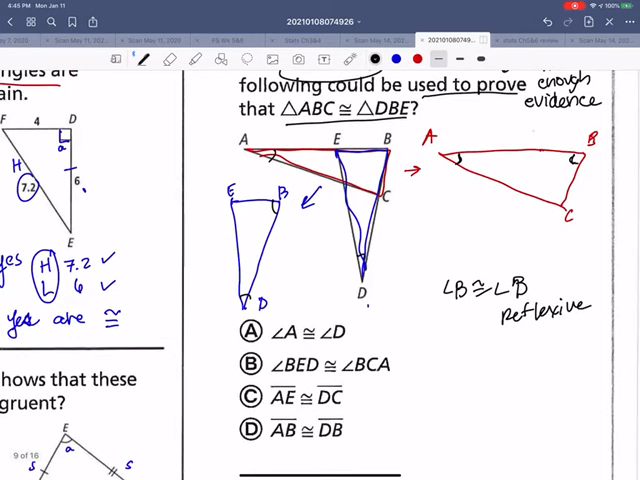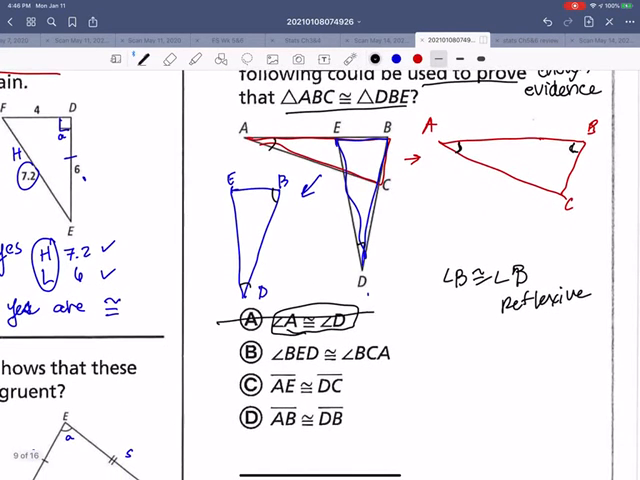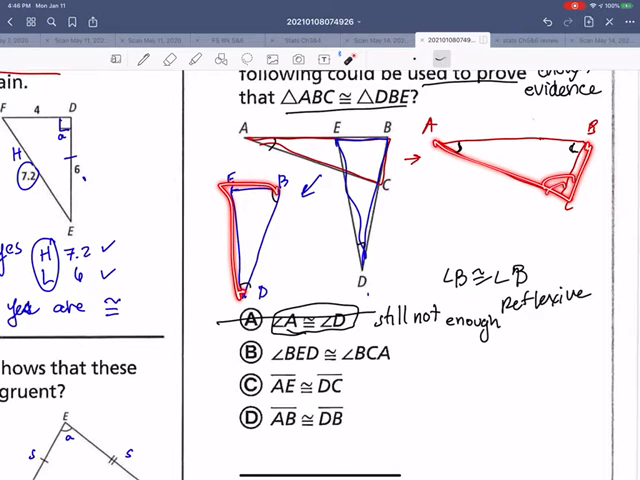So if they give me angle A matches D, they already gave me that. So I still don't have enough. Still not enough. It's a true statement, but that's not going to get me to spell one of the theorems. So let's take a look at BED and BCA. If you added that, that's angle, angle, angle. And that's not a theorem. Angle, angle, angle isn't a theorem.